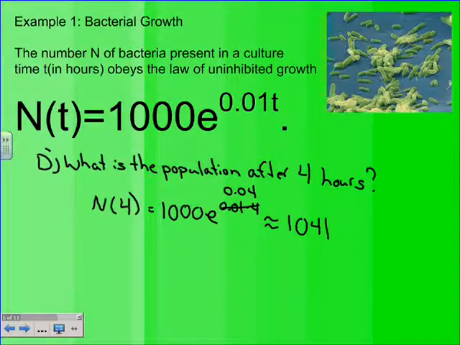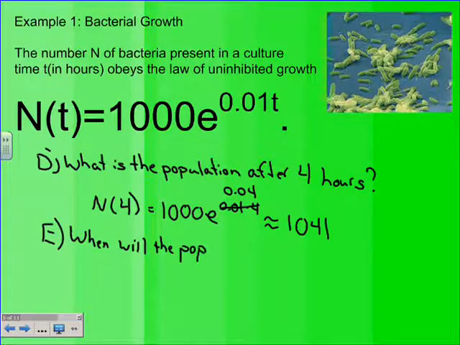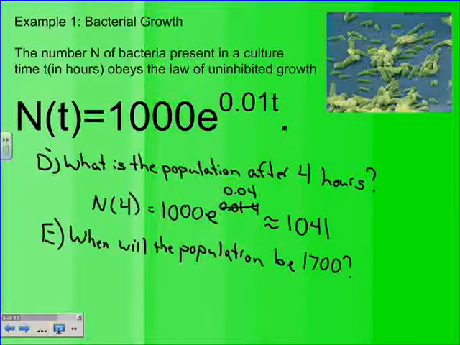Going the other way with it, this is going to use our own rules. Question D. When will the population be 1,700? When will the population be 1,700? N is your number. Right, N of T will be 1,700.